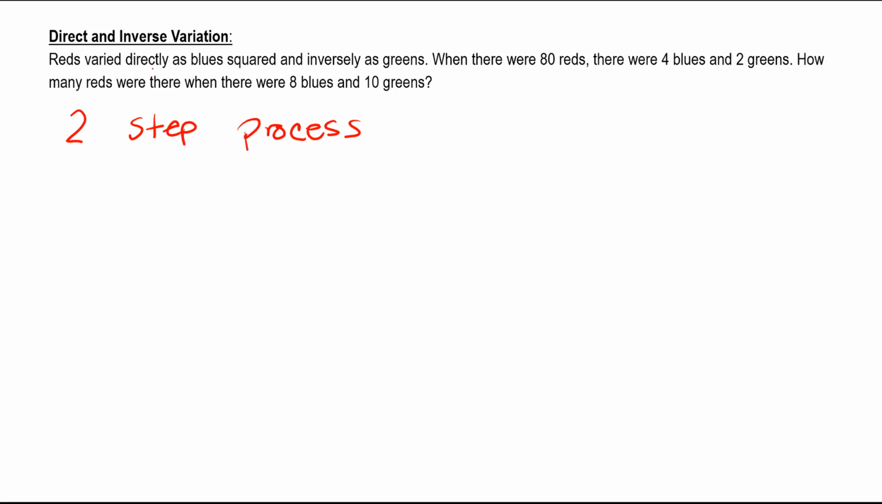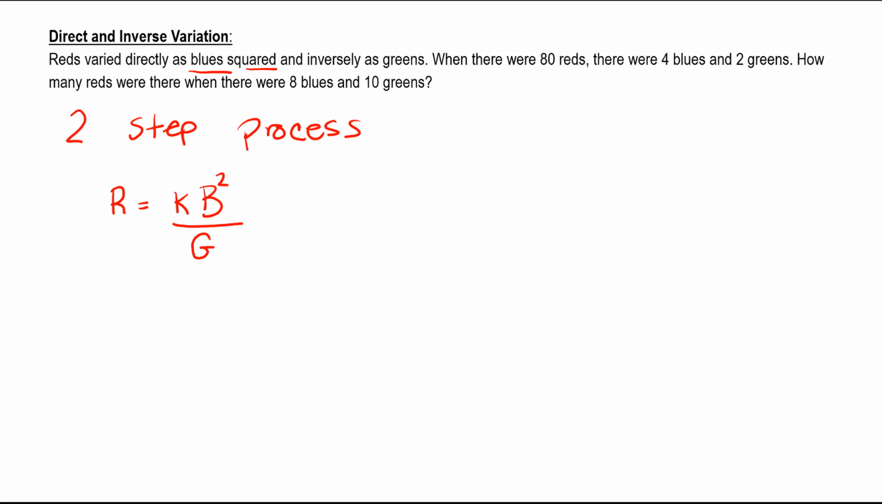If reds vary directly as blues, that means that the number of reds is equal to some constant K times the number of blues. And this was blues squared. Sorry about that. Reds varied directly as blues squared. So that would be how you'd set that up. And then it says they varied inversely as greens. So that means that reds are equal to some constant over the number of greens. So greens is in the denominator.